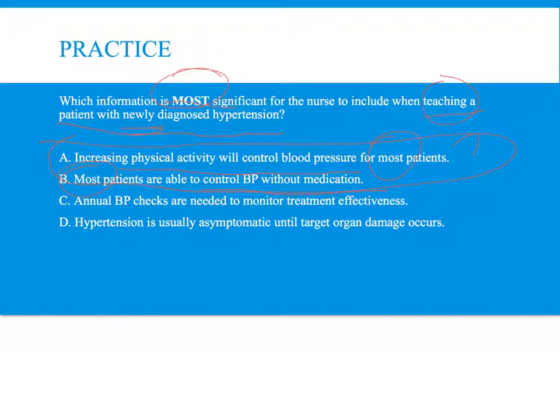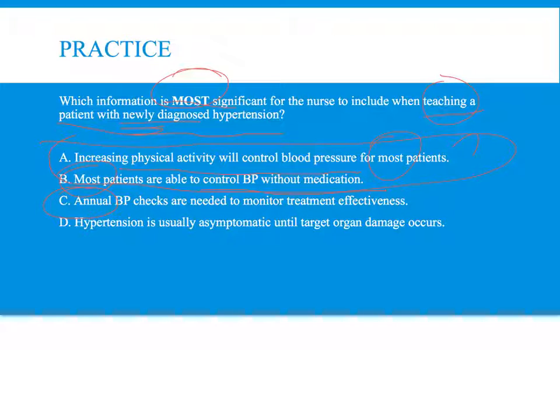All right, C, annual blood pressure checks are needed to monitor treatment effectiveness. That's true. Once somebody's diagnosed with hypertension, we should monitor them. But there's this funny little word here that says annual. Annual meaning once a year. And again, let's look back at what this is asking us. A newly diagnosed hypertension. So basically what that tells me is we would treat them and then we wouldn't have them come back for a year. We'd check them in a year, which we know is not correct. We would have to monitor them closely, especially if they're newly diagnosed. Not a good global answer.